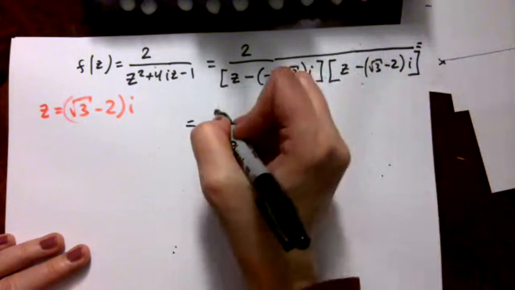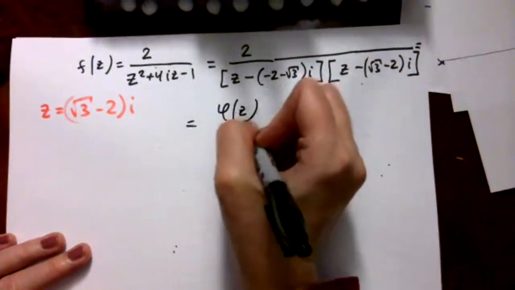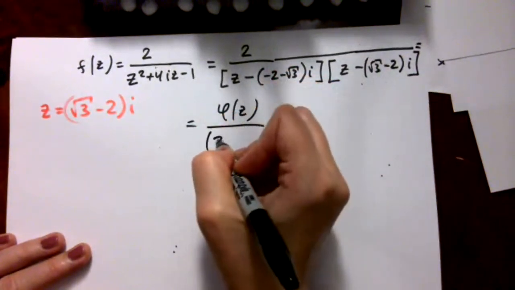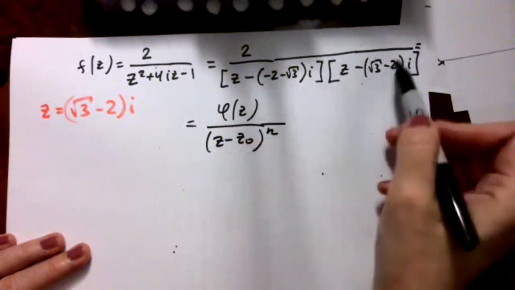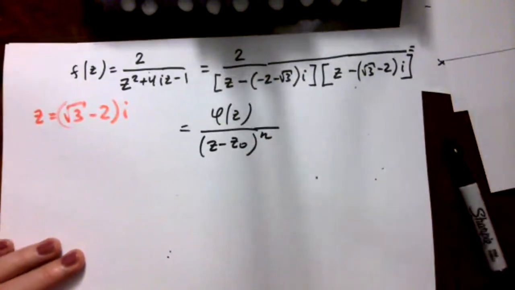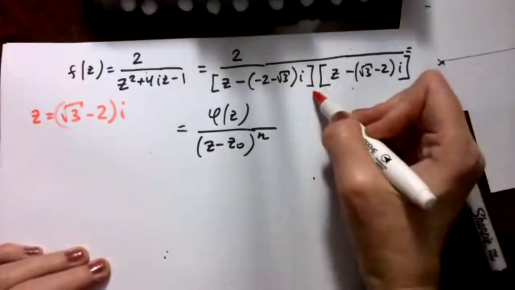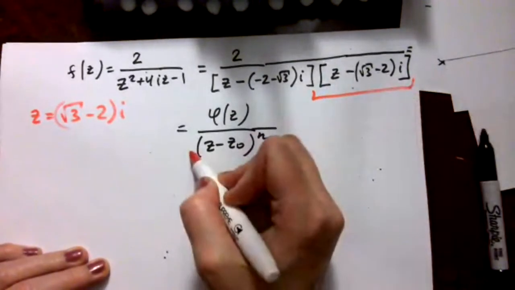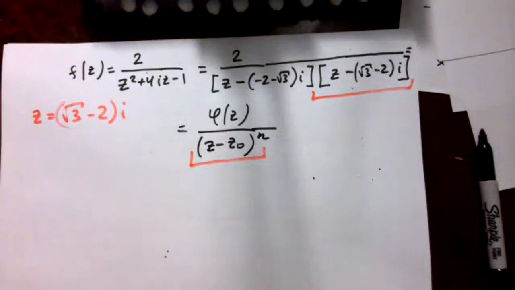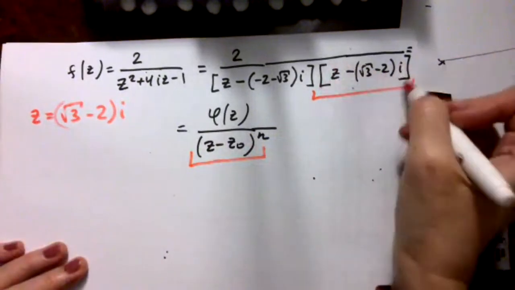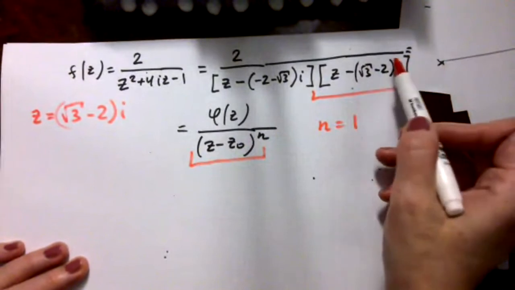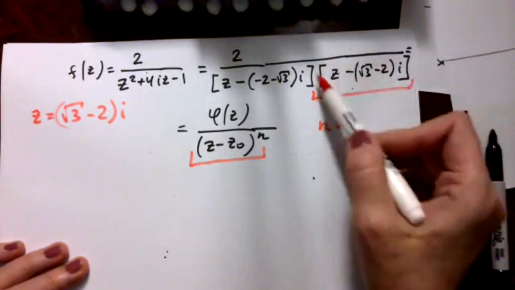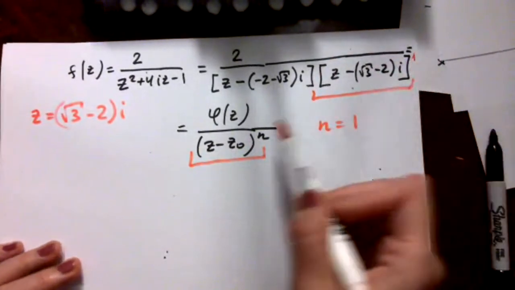So we need to look at this function from the point of view of this structure, phi of z divided by z minus z0 to some power n. We need to compare our function with this template. And so what can we see? Of course, this term corresponds to this term in the denominator. So our suspicion, therefore, is that our pole should be of order 1, because the expression in the brackets is in the power of 1.